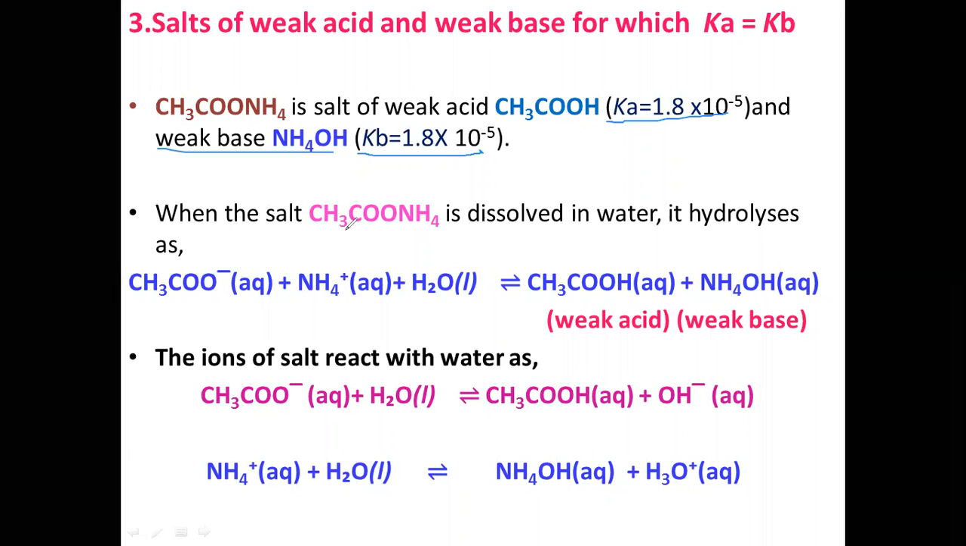So when the salt ammonium acetate is dissolved in water, it hydrolyzes as follows. When we dissolve it in water, it converts into CH3COO negative and NH4 positive. So these two ions, acetate anion and ammonium ion, when they react with water, what will happen? It produces acetic acid and ammonium hydroxide. Both are weak acid and weak base.